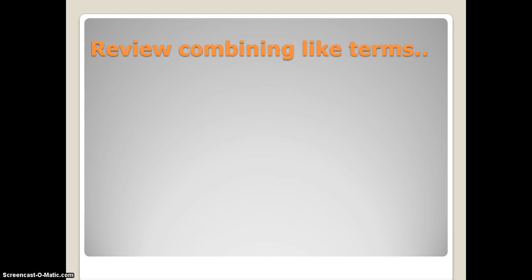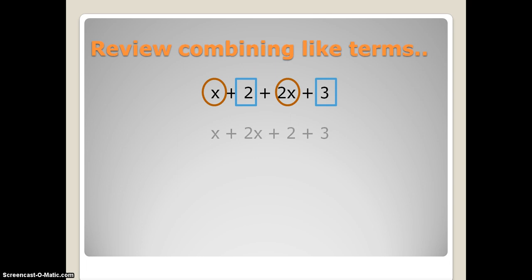To review combining like terms, if I give you a problem like that, we're going to look for things that look exactly alike. So for example, x and 2x are like terms because they both have x, they have the same exponent, and so on, while the numbers 2 and 3 are alike because they're both constants. They have no variables attached to them. Now sometimes I like to rearrange them so that like terms are near each other, so the x and the 2x are next to each other, and 2 and 3, and then I just combine them. So x plus 2x, I have 3 x's all together, and 2 plus 3 is 5.